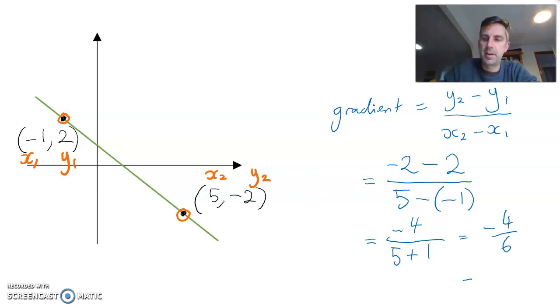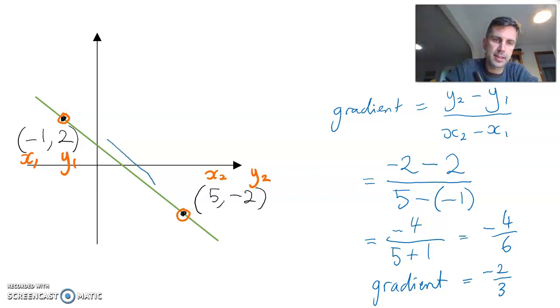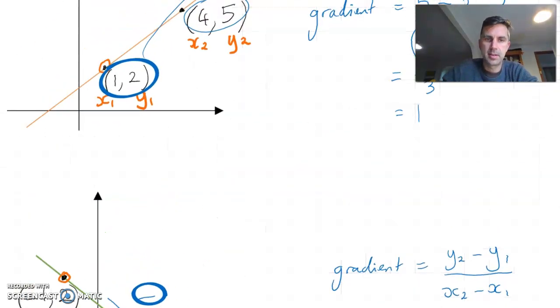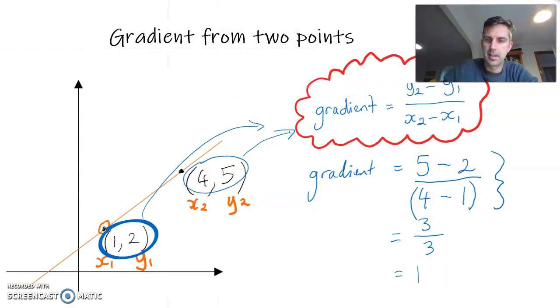And if we want to simplify that right down, there's a common factor of 2 on the top and the bottom, so that becomes negative 2 over 3. So the gradient in this case is negative 2 over 3. And remember, the fact that it's a negative is the reason why it's going down. So remember, negative gradients go down, whereas in our first example, the answer was a positive 1, and that was going up.